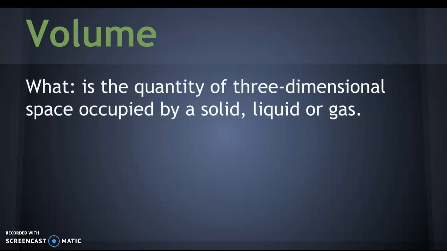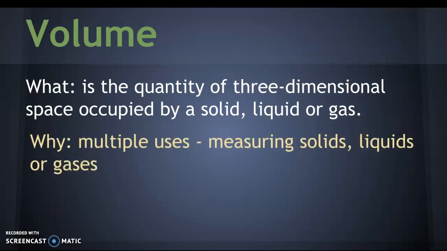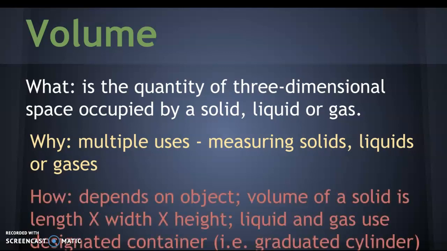The what is the quantity of three-dimensional space occupied by solid, liquid, or gas. Volume is sometimes referred to as how much space the object takes up or how big that object may be. The why, multiple uses: measuring solids, liquids, and gases. Volume is essential to find the density of an object, which is a term we will define shortly. The how depends on the object. Volume of a solid is length times width times height. Liquid and gas use a designated container like a graduated cylinder.